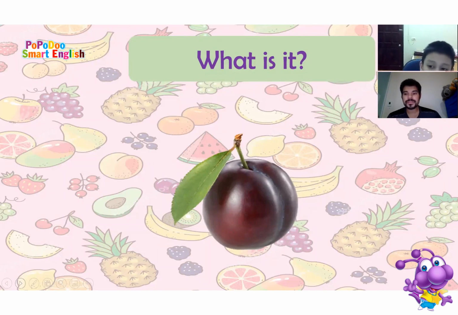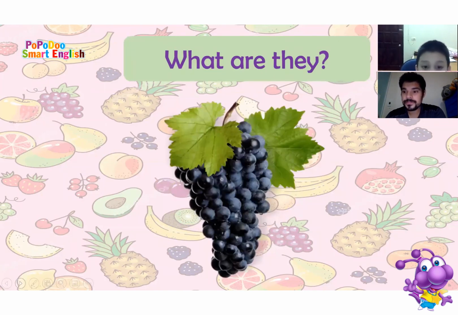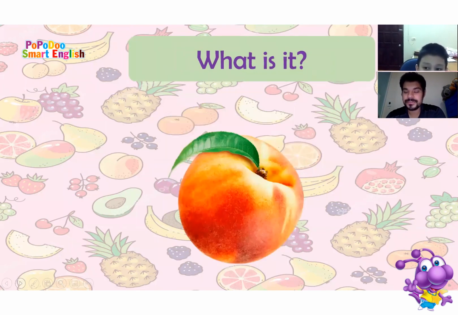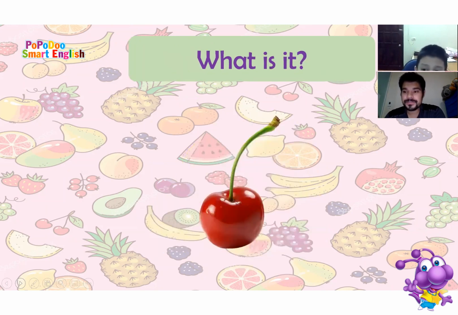It's a flower. Okay. What is this? It's a melon. Okay, good. Lemon. All right, what are they? They are grapes. Good, they're grapes. All right, and what is this? It's a peach. Okay, what are they? They are pears. Okay, what is it? It's a cherry. Very good, it's a cherry.